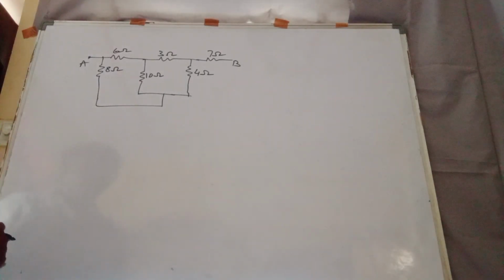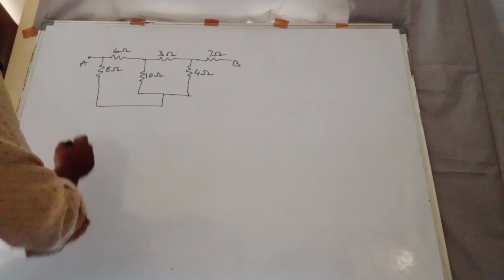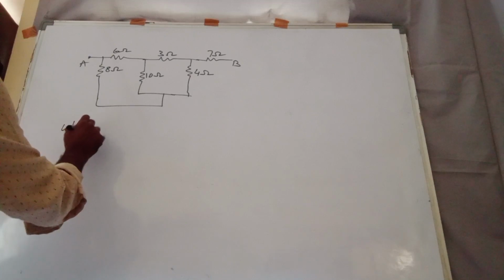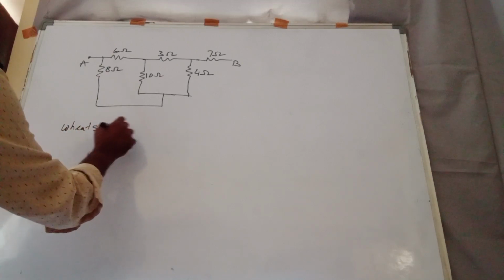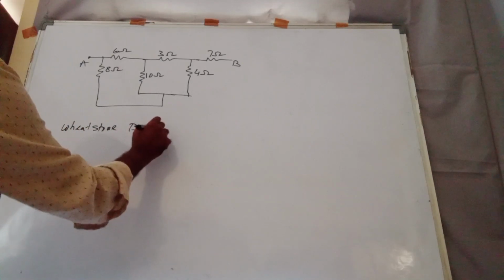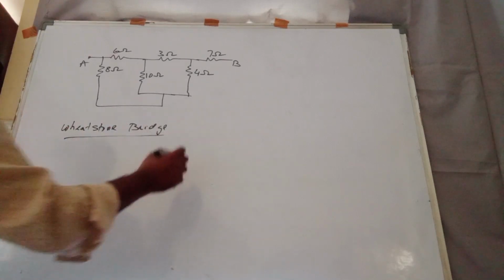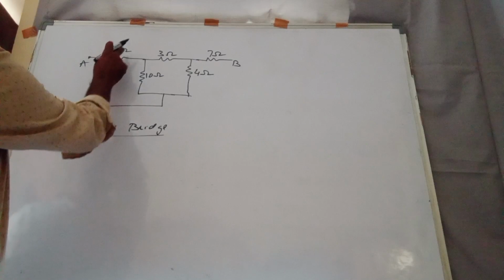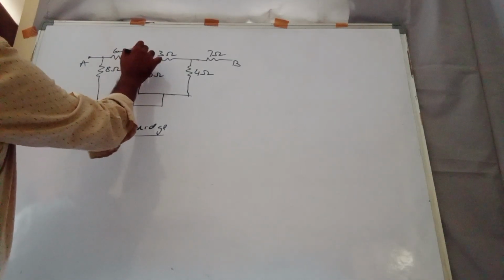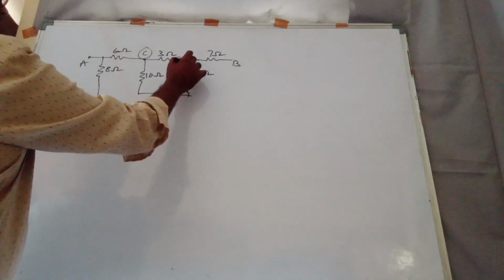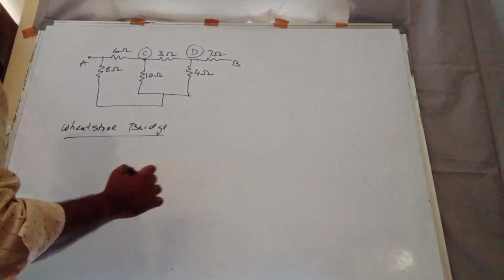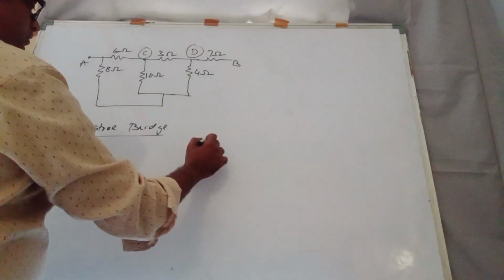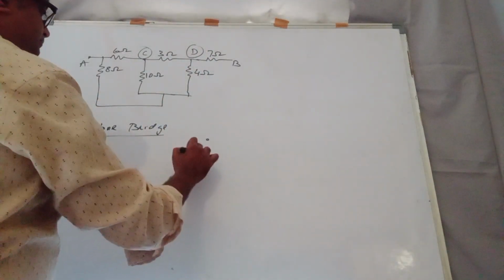Now this is the circuit shown. For this type of circuit you have to draw a simplified circuit. Actually this circuit is an example of a Wheatstone bridge. So what we do here is we'll identify the points. Because there is a wire here and a resistor here, this point potential, let us say, is C, and this point potential, let us say, is D. So we have to redraw the circuit. The circuit will look like this.